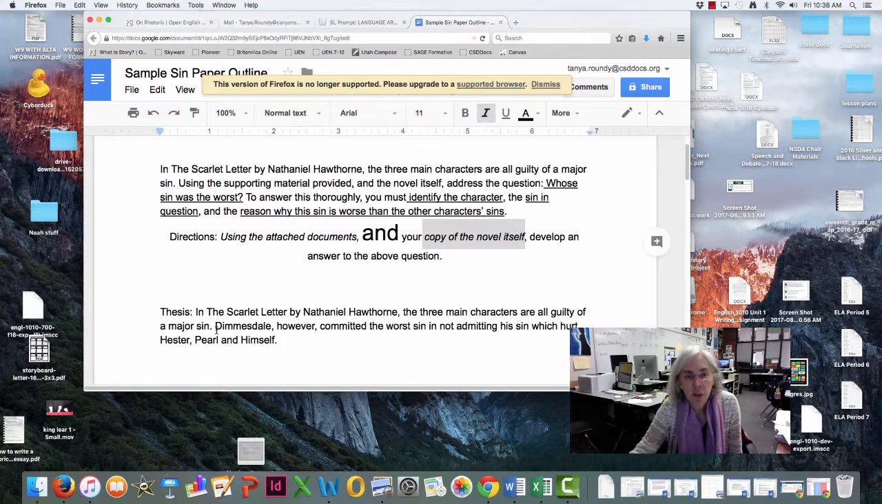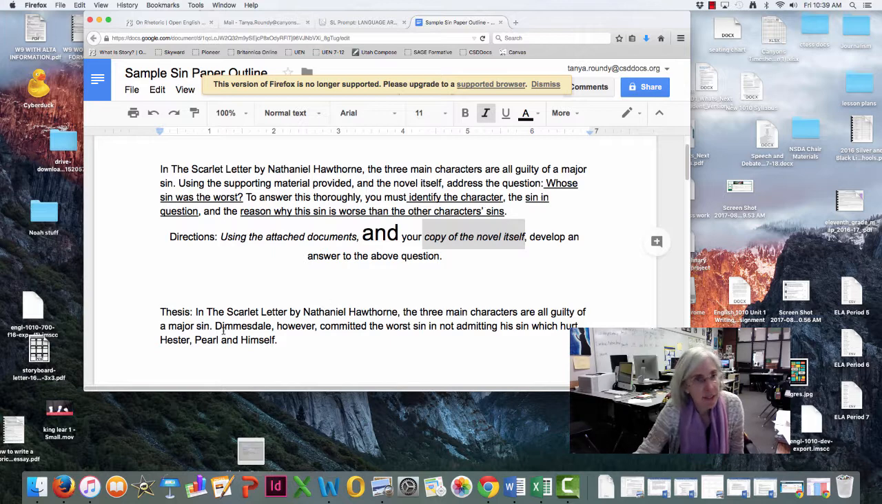Then we do exactly what is right up here. I'm identifying the character. Dimmesdale committed the worst sin. Then I need to identify the sin in question. For me, that is not admitting his sin. And the reason why? It hurt Hester, Pearl, and himself. So there I've answered the question. Basic, done, finished what I need to do for that.